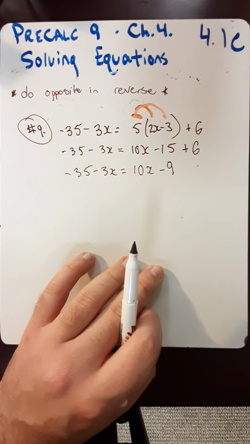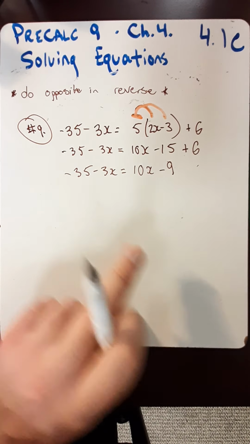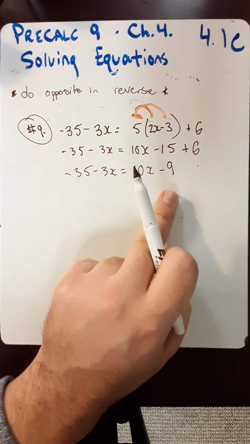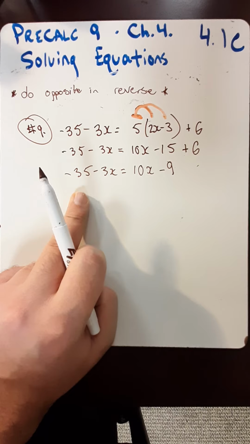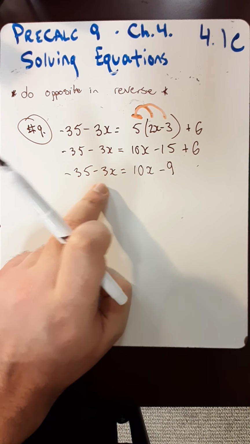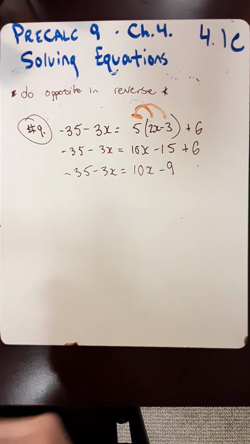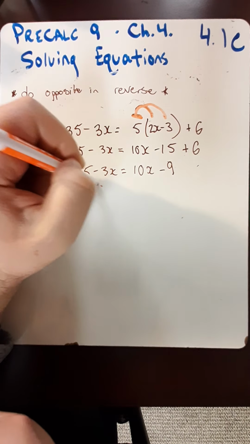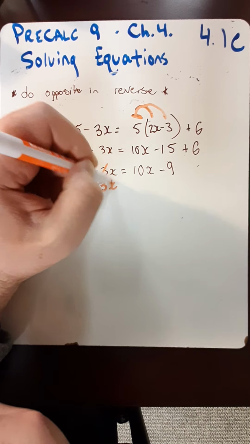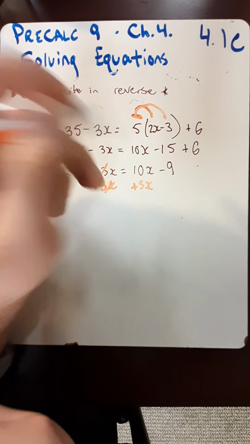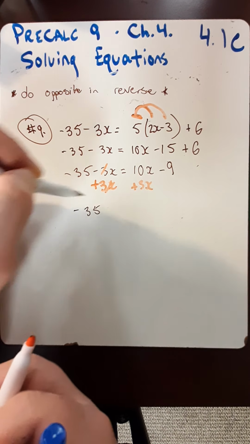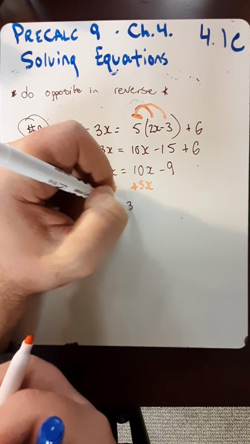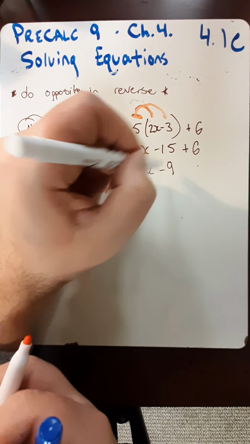Okay, now we've got options. We could try to shift our x's to this side, or we could shift our constants to this side. How about we move this 3x? The opposite of minus 3x would be adding 3x. And because I want to keep the equation equal, I'll do it to the other side as well. And that gives us minus 35 equals 13x minus 9.